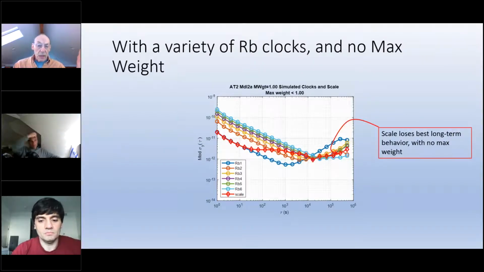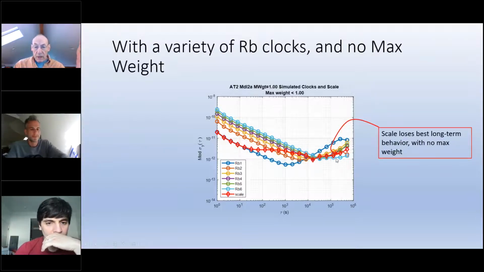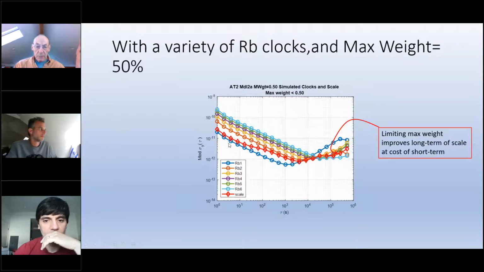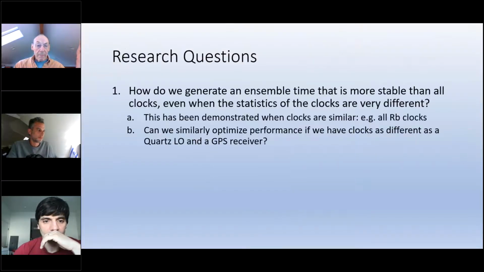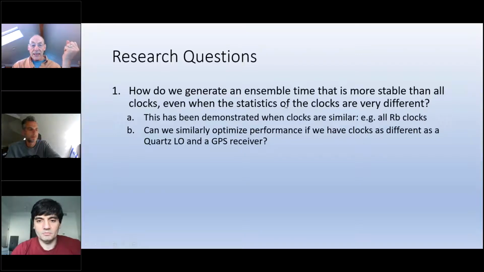So here's another one of those where you've got a variety of rubidiums. There's no LO, and the scale seems to do better than all the clocks, but there's this sort of strange performance here. If we limit the long-term weight, it actually improves the medium-term performance of the ensemble, and so on. Okay, so the first research question is, how do we generate an ensemble time that is more stable than all clocks, even when the statistics of the clocks are very different?